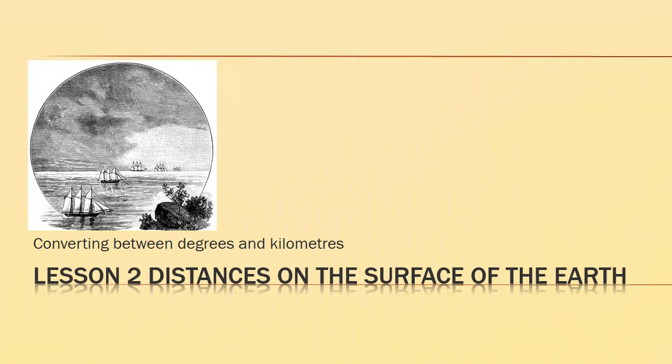In this lesson, we're going to look at the distances on the surface of the Earth. Now, we measure the distance in a couple of different ways. So the first way we're going to look at is the degrees. We know that, for example, there are 360 degrees in a circle. And now Earth is a sphere, so of course we're going to think about circles on the surface of the Earth. We're going to convert each of those degrees to a certain amount of kilometers.